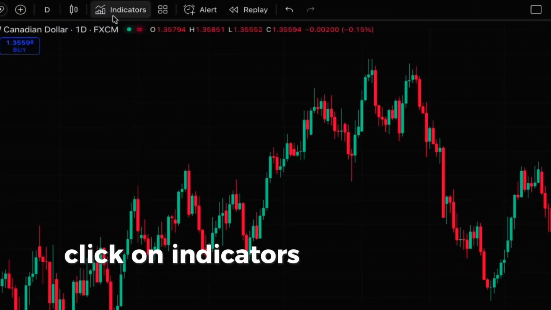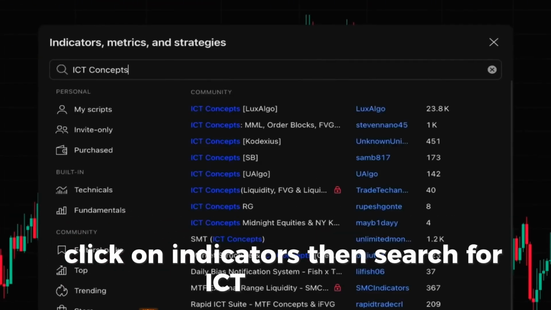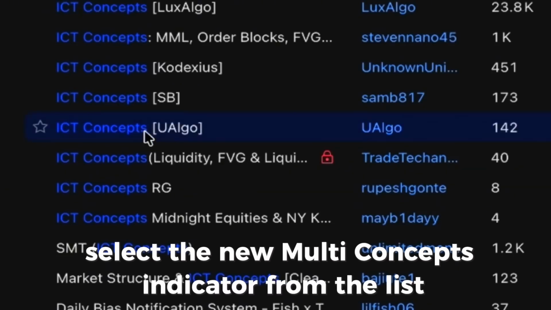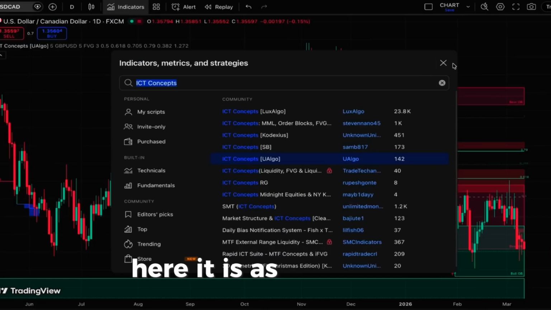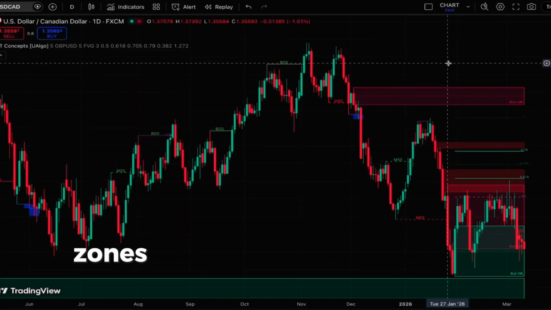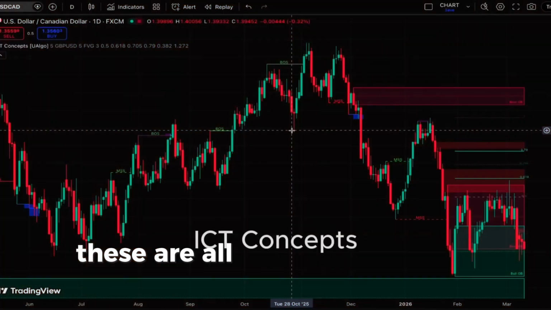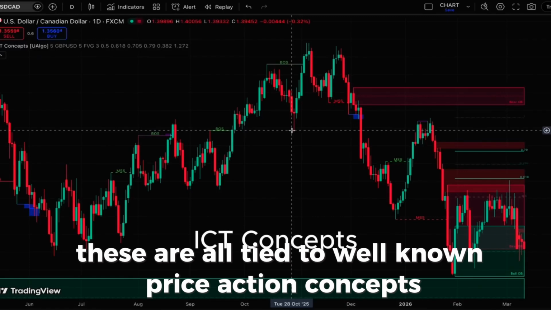Click on Indicators, then search for ICT Concepts. Select the new Multi-Concepts indicator from the list. Here it is. As you can see, many lines, zones, and pieces of information are now displayed on the chart. These are all tied to well-known price action concepts.